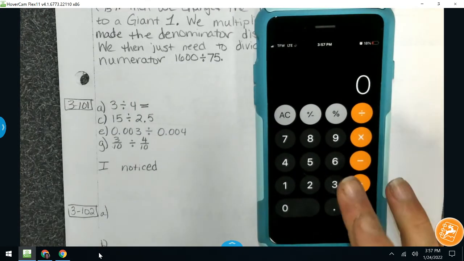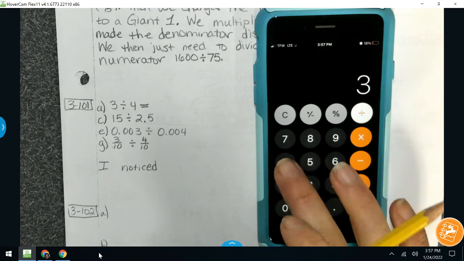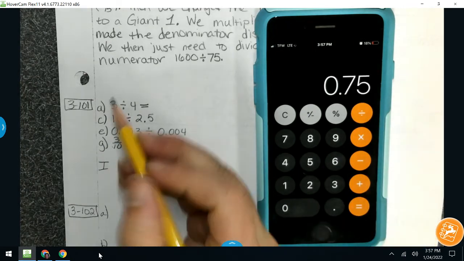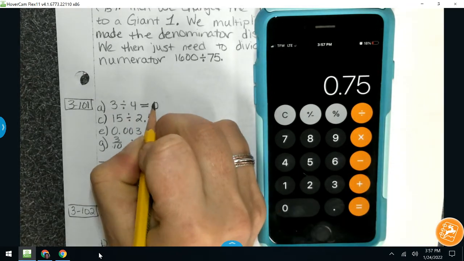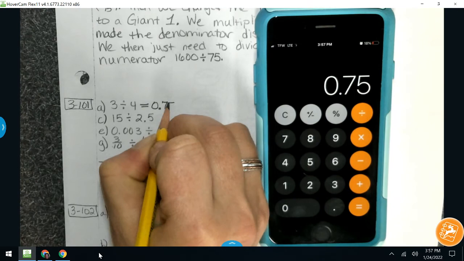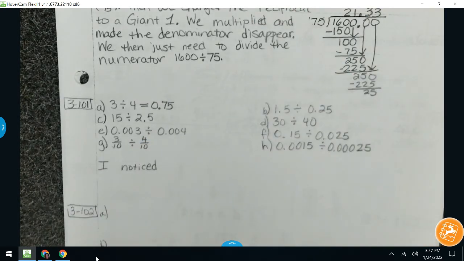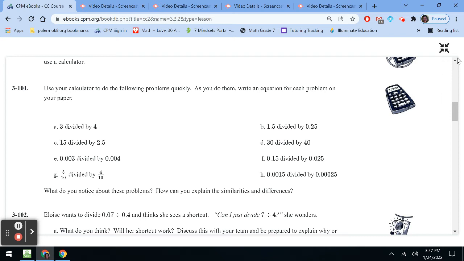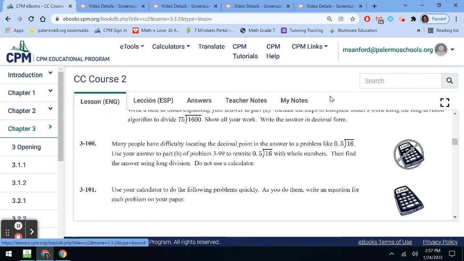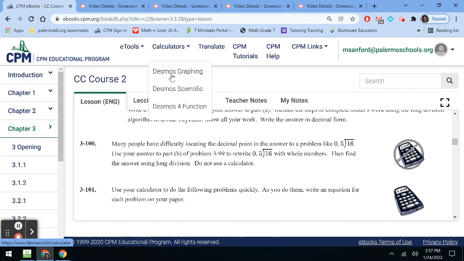So I'm going to have 3 divided by 4 equals, and I'm going to write that down. Now, if you're somebody who is at home trying to do this and you don't have a calculator, that's okay. I want to remind you that right up here, you do have calculators. So we have a 4 function right here.